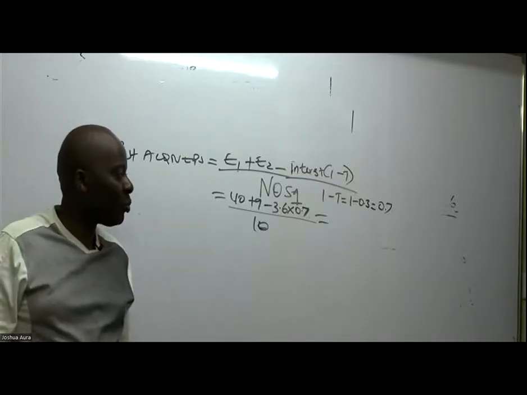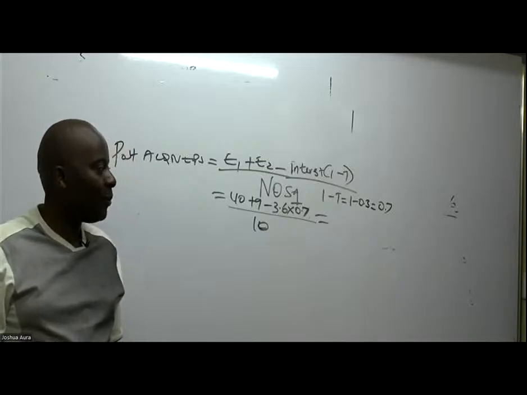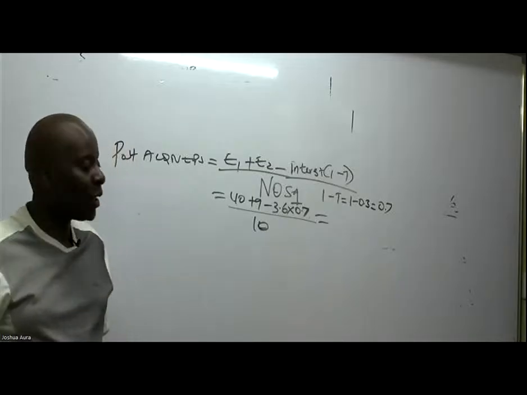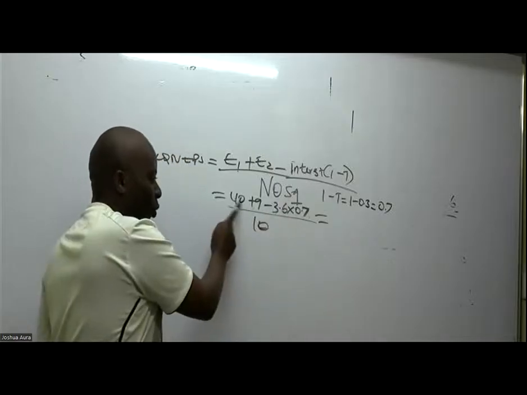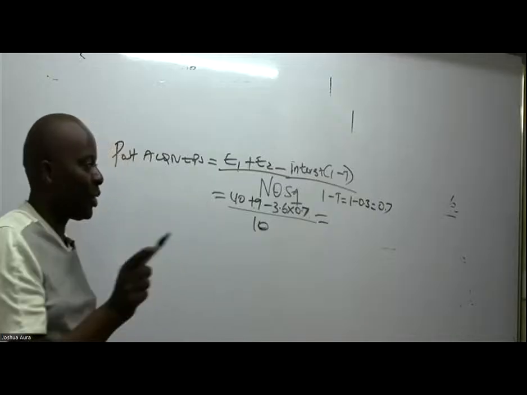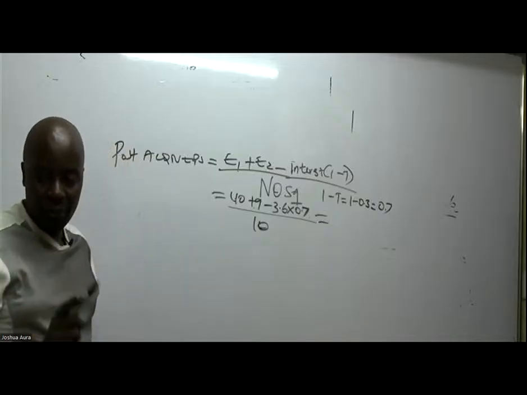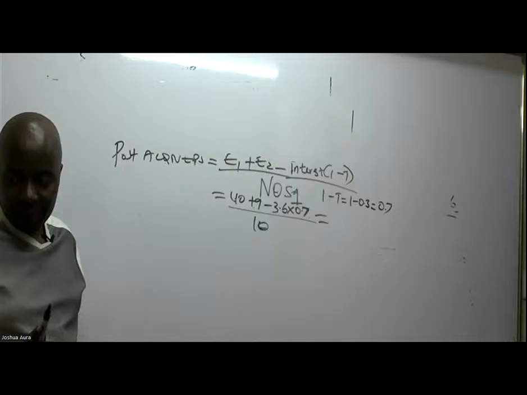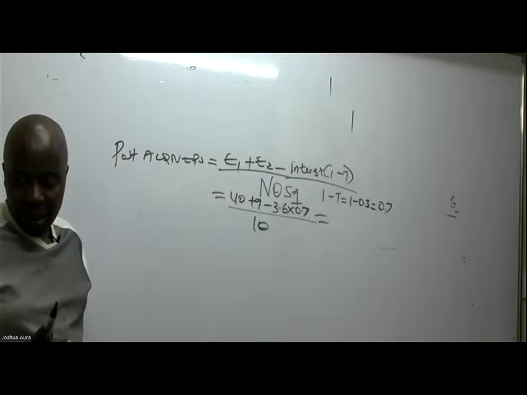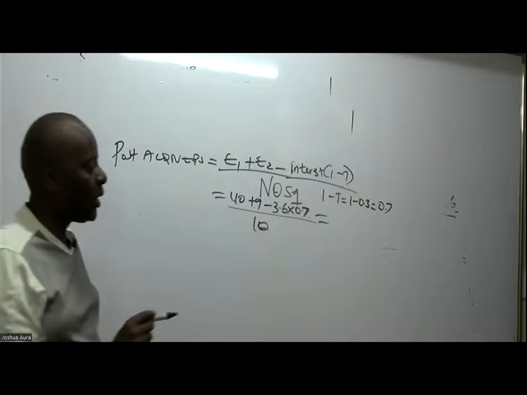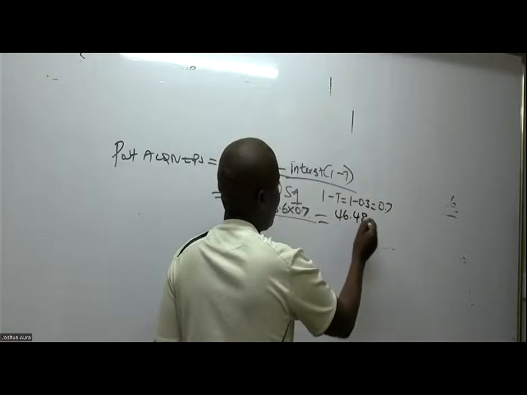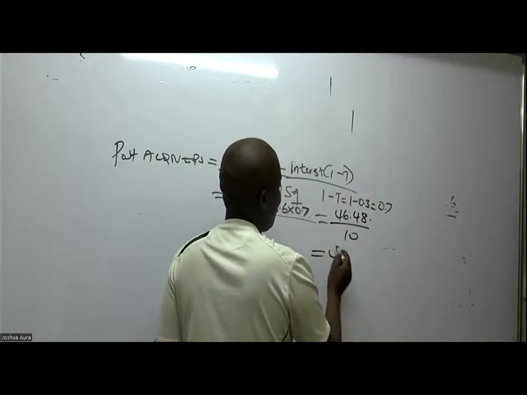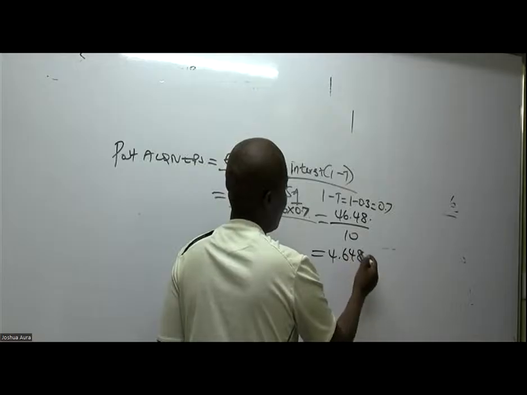40 plus 9 minus 3.6 times 0.7. Make sure that the 0.7 is not multiplying any of the three numbers. It's only multiplying the 3.6. Don't say equals in between. So according to John, it's supposed to be 46.48. 46.48 all over 10. That's how we get 4.648, like that.